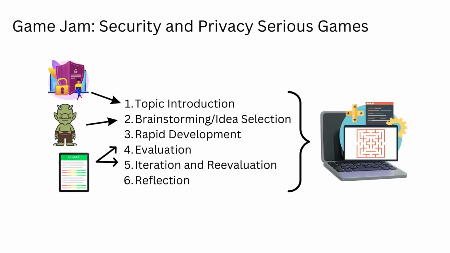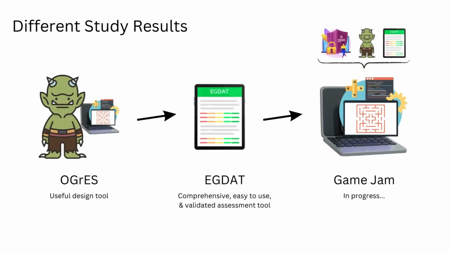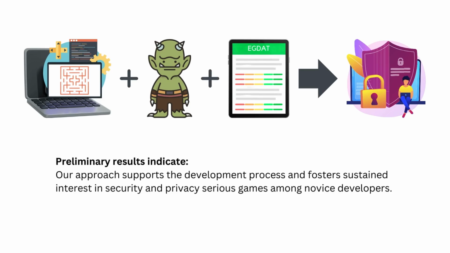We then added EGDAT to our game jam and introduced security and privacy as a topic. Our different study results show Ogres is a useful design aid for novice developers. EGDAT is a comprehensive, easy to use, and validated assessment tool for educational game design. And while the final security and privacy serious game jam study is still in progress, preliminary results indicate our approach supports the development process and fosters sustained interest in security and privacy serious games among novice developers.